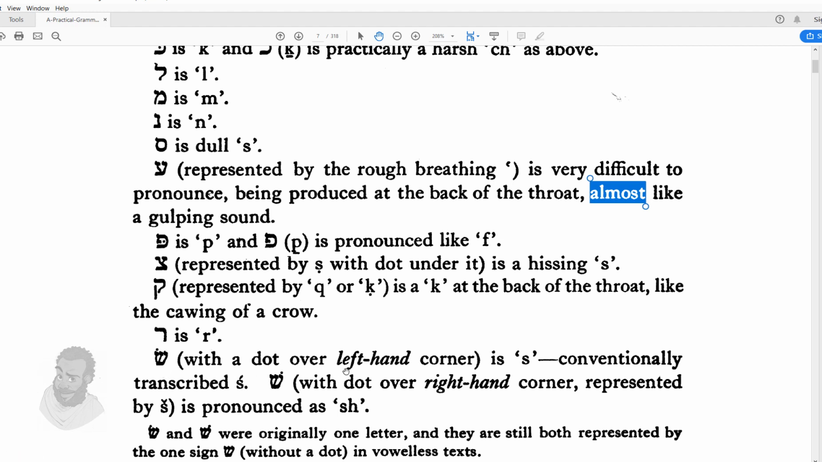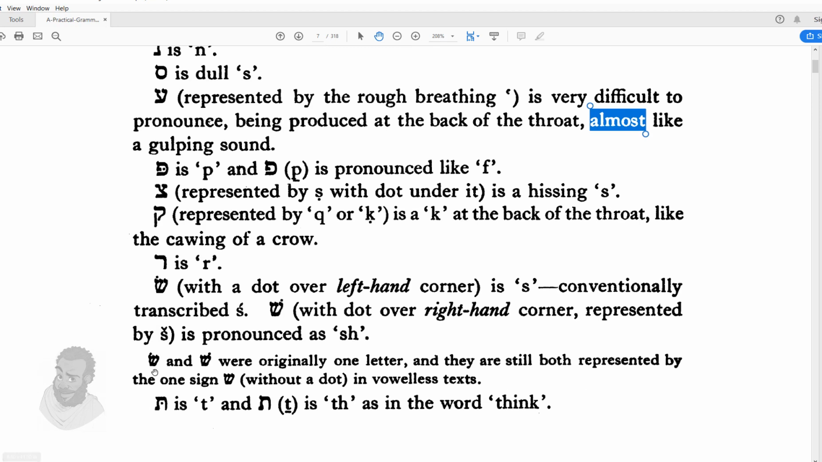Then you have Sheen with a dot over the left hand corner, which is s. Okay, so this is seen instead, conventionally transcribed as s. And then you have the Sheen here with a dot over the right hand corner, represented by sh, pronounced as sh. Okay, so seen and Sheen were originally one letter, and they are still both represented by the one sign.